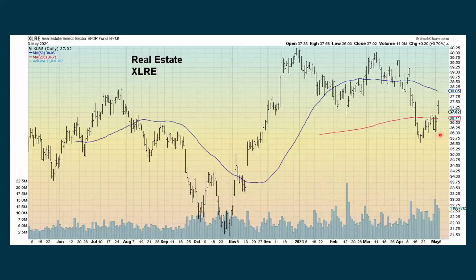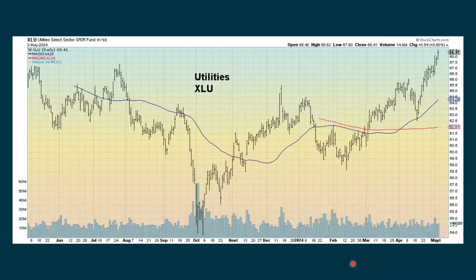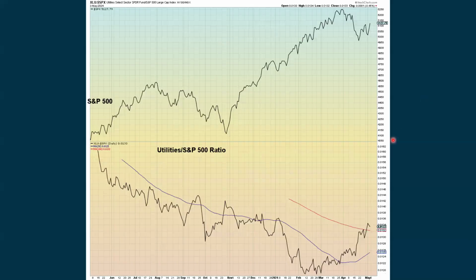Real estate, looking at it by itself in an uptrend, even though we've been seeing some weakness, still having a problem getting above its 50-day moving average. But when we compare it to the S&P, it continues to really underperform. Utilities in an uptrend, when you look at them alone, when we compare them to the S&P, still in a downtrend, even though they have been bouncing back lately.